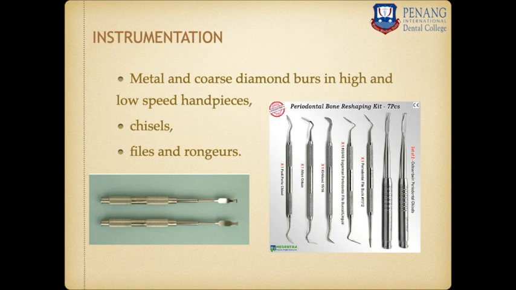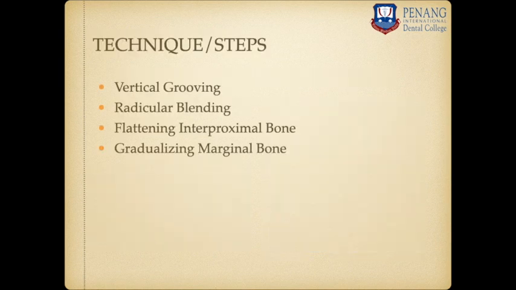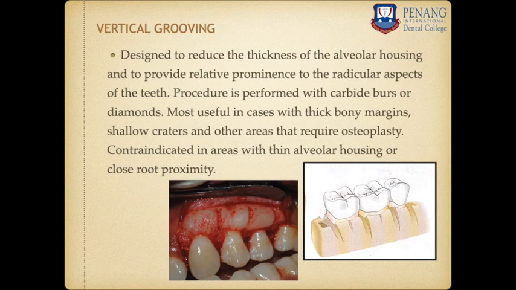So coming on to the steps, there are 4 steps in resective osseous surgery. The 4 steps are vertical grooving, radicular blending, flattening of interproximal bone, and gradualizing marginal bone. So we will see one by one. What is vertical grooving? Vertical grooving is designed to reduce the thickness of the alveolar housing and to provide a relative prominence to the radicular aspect of the teeth.